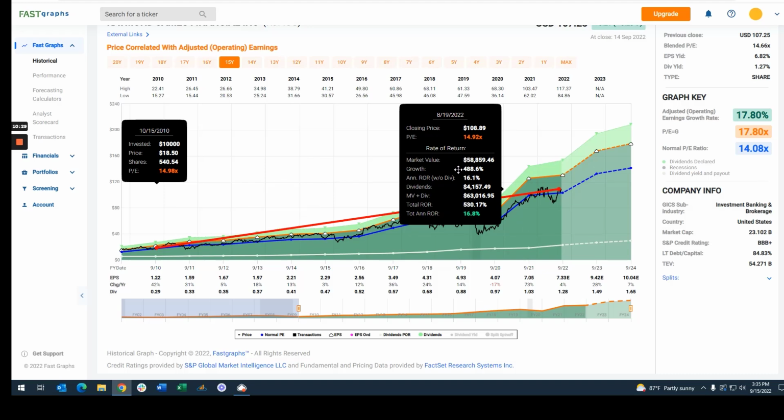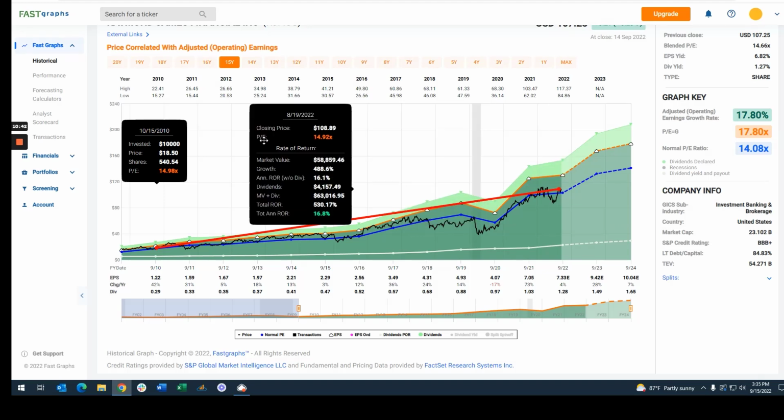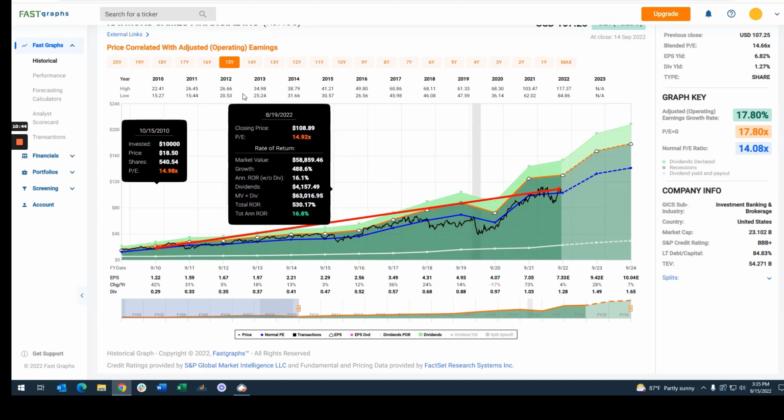In this case, based on a $10,000 investment, the dividend income would have been $4,157, and my total annualized rate of return would have been 16.8%, which is very, very consistent with how the company grows, adjusted by valuations.